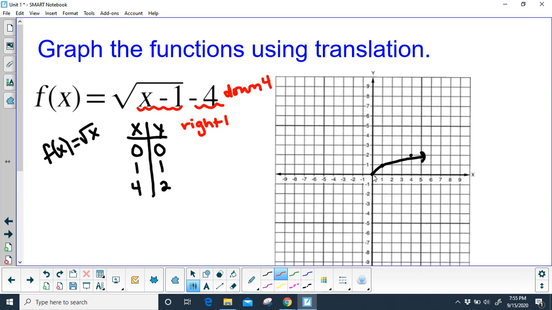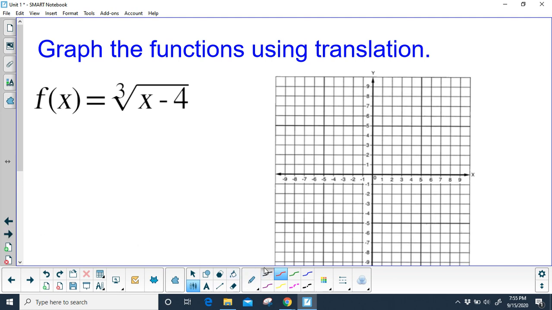So for the graph, I start with the little point at the beginning, right 1 and down 4. Every single point moves right 1 and down 4. And then that would be your hook there. The domain for this starts at 1 to infinity, and the range is -4 to infinity. Remember, domain's x, range is y.